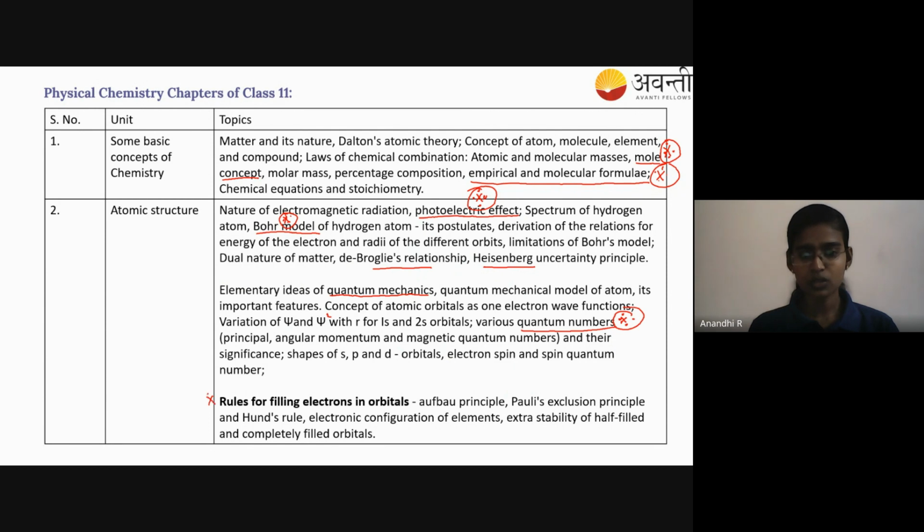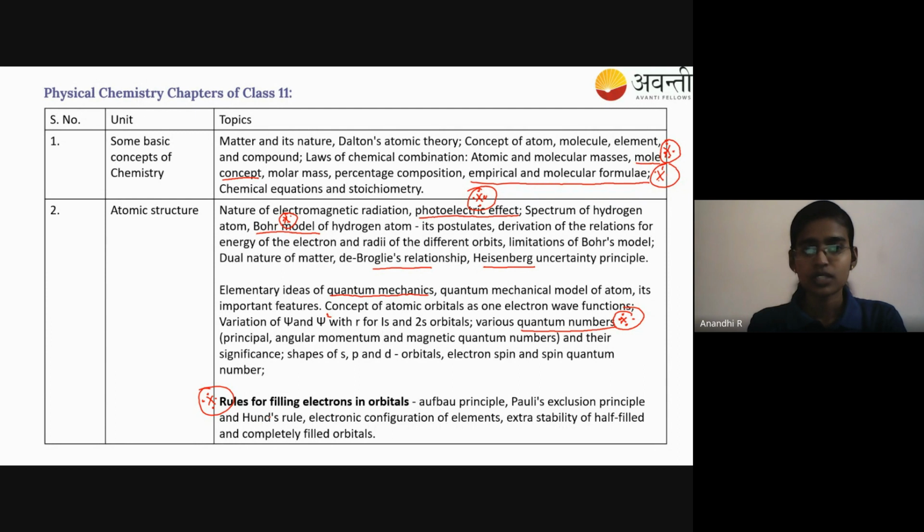There are 3 rules: Aufbau's principle, Pauli's exclusion principle, and Hund's rule. Those 3 rules are very important for your entire chemistry. Okay, so these topics will be discussed under atomic structure. That is your second lesson of physical chemistry.